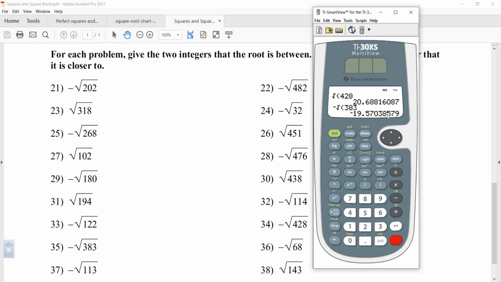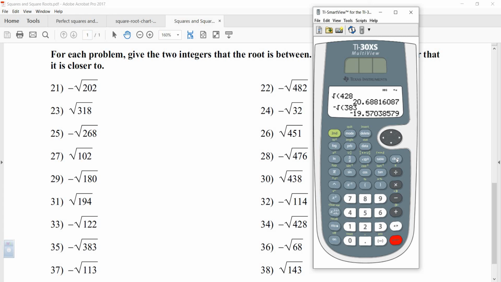What two integers is it between? Well, it's between negative 19 and negative 20, right? It's between negative 19 and negative 20. And which one is it closer to? Well, it's almost right in the middle, but because it's point 57, it's a little bit closer to negative 20. All right, see how that works?